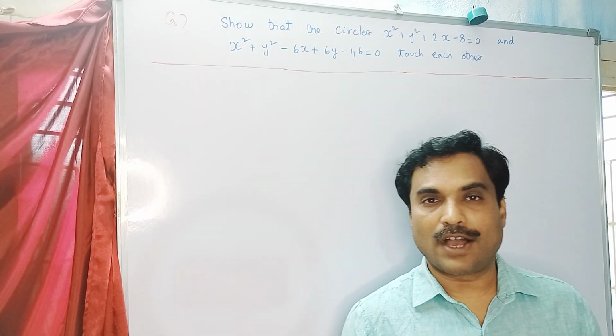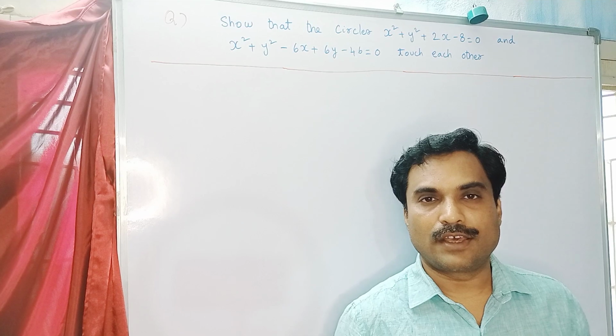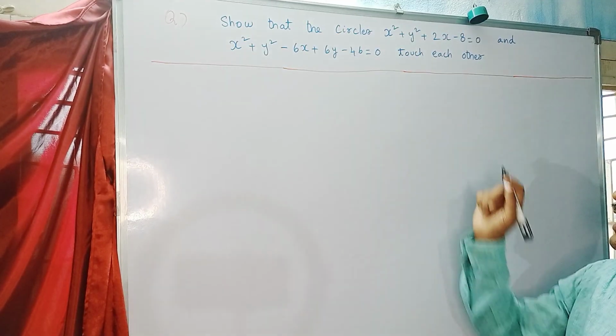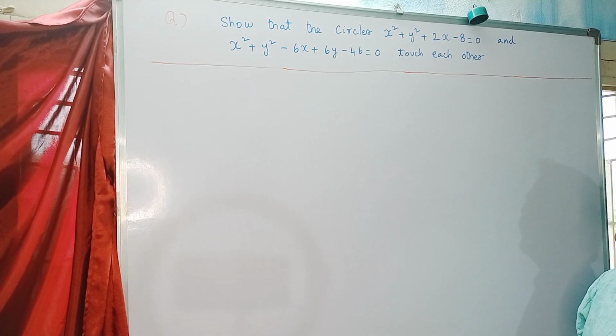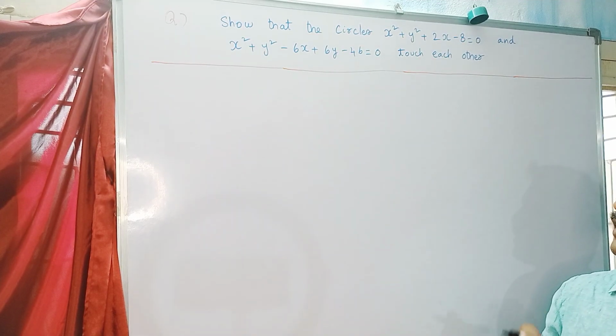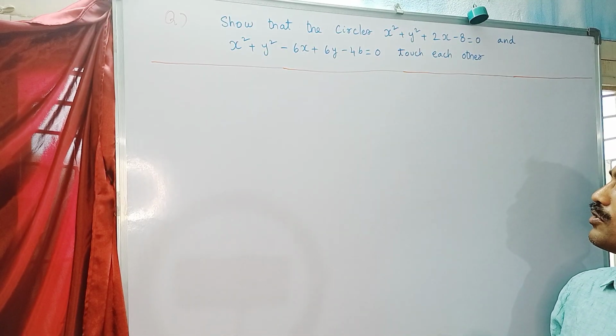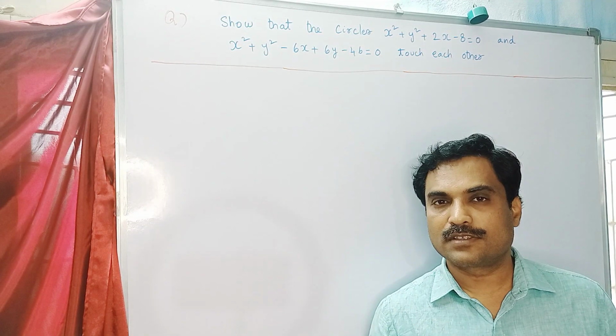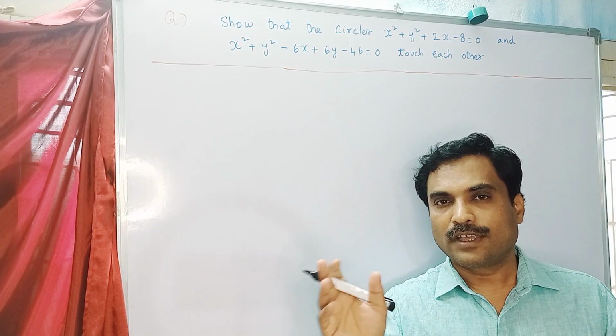In this new video, I am going to solve a mathematical problem under analytical geometry. The problem is, show that the circles x² + y² + 2x - 8 = 0 and x² + y² - 6x + 6y - 46 = 0 touch each other. Here they have given two equations of circles and they are asking to show that they touch each other.